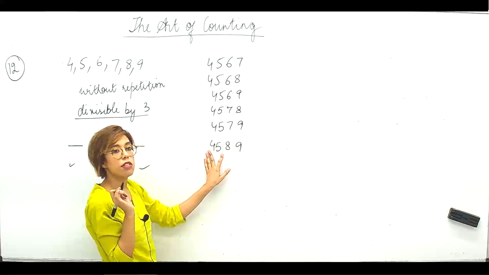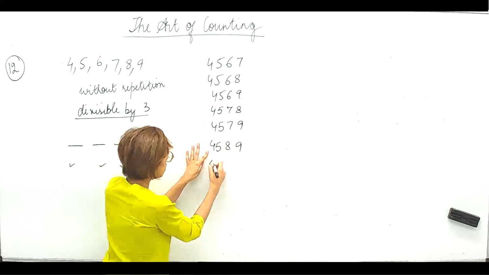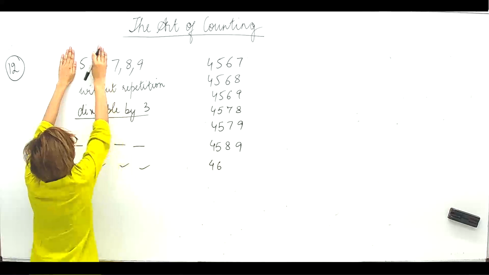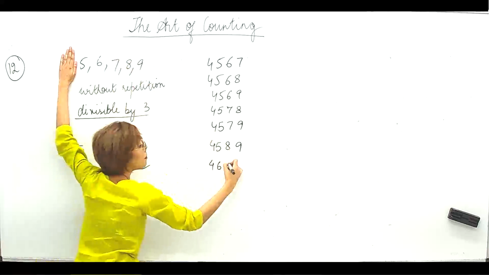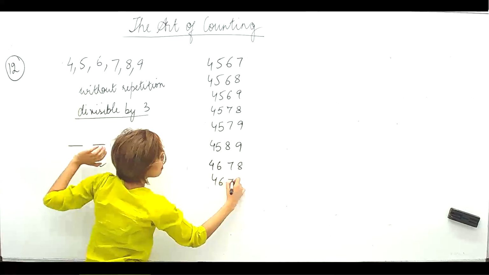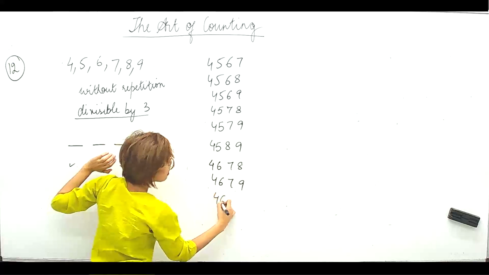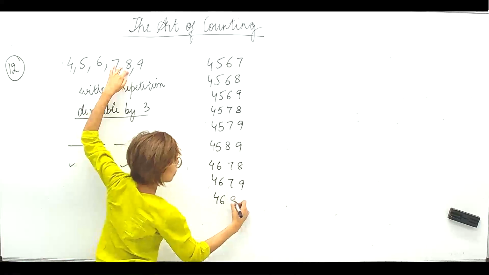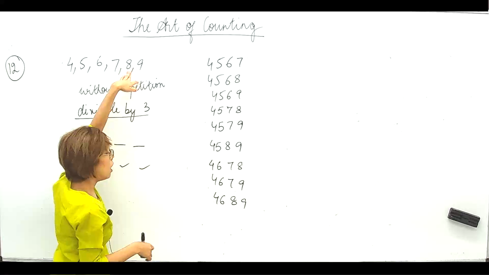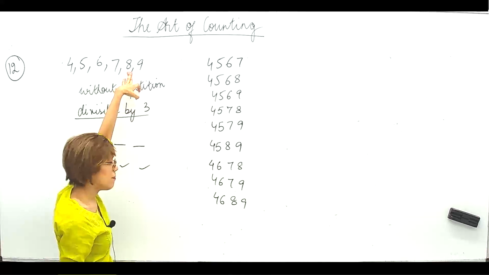तो 4 5 वाले एग्जॉस्ट कर लिया. तो 5 की जगह 6 डालते हैं. तो 4 6. Now 4 6. That means 7 8. 7 8. Then 4 6 7 9. Right? 4 6 constant रखते हैं. 7 की जगह 8 डालते हैं. तो 8 9. Right? अब 4 6 8 9 इसके अलावा 9.